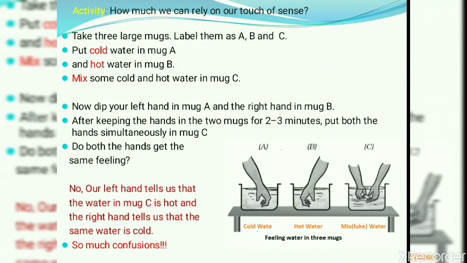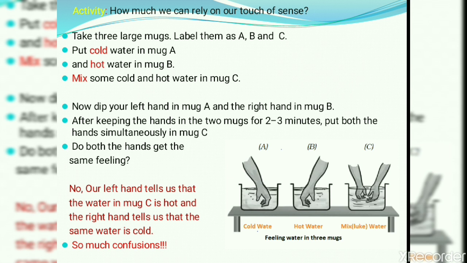Activity: how much can we rely on our sense of touch. Take 3 large mugs and label them as A, B and C. Put cold water in mug A and hot water in mug B. Mix some cold and hot water in mug C. Now dip your left hand in mug A and the right hand in mug B.